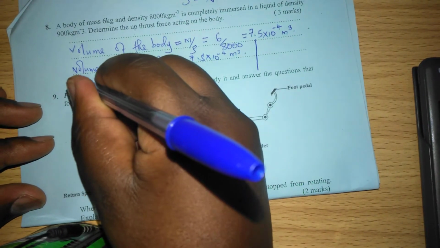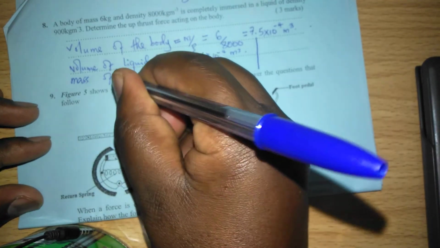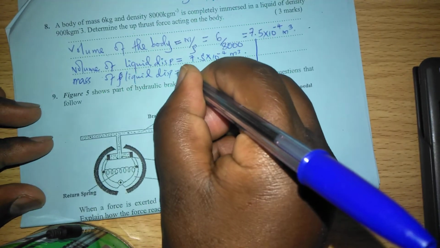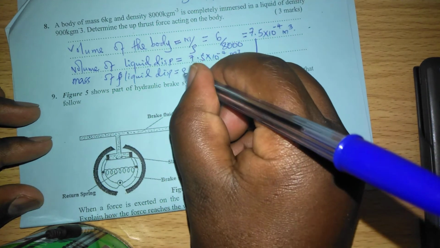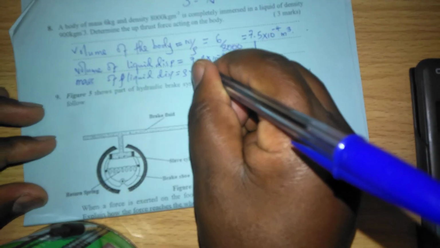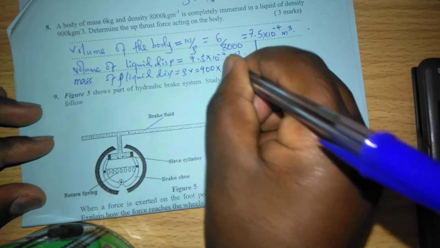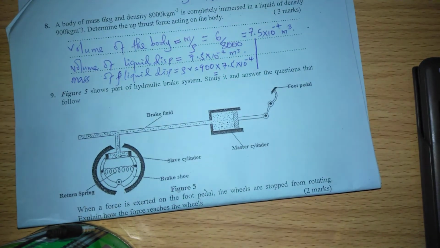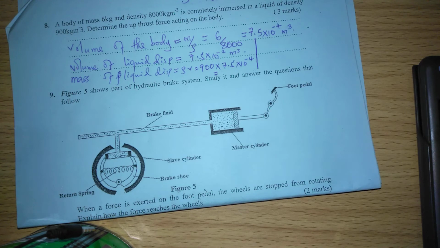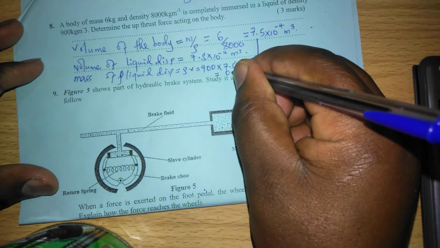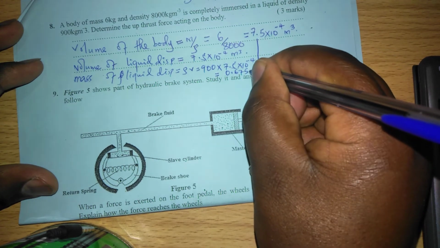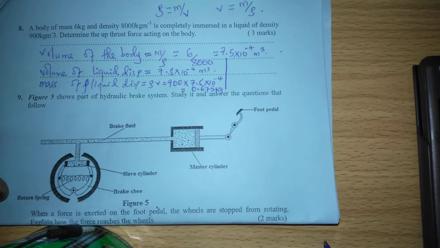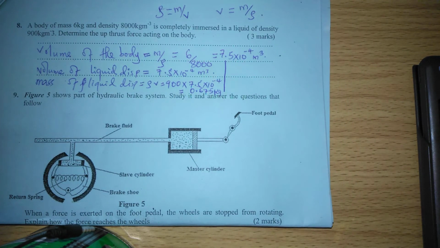Therefore, mass of fluid displaced, mass of liquid displaced, is given by density times volume. Therefore, a density of 900 times a volume of 7.5 times 10 to the power of negative 4, this will give us a mass of 0.675 kilograms. So that is the mass of the fluid.